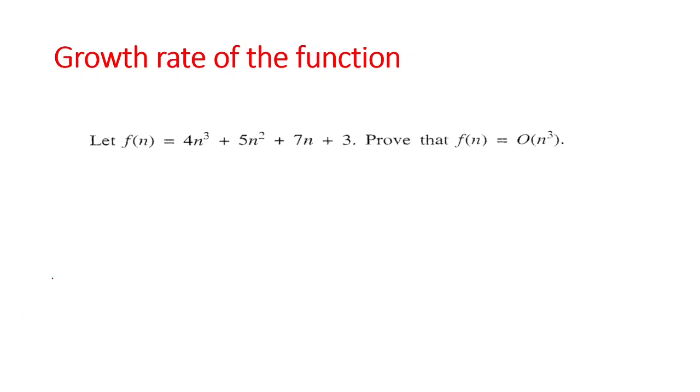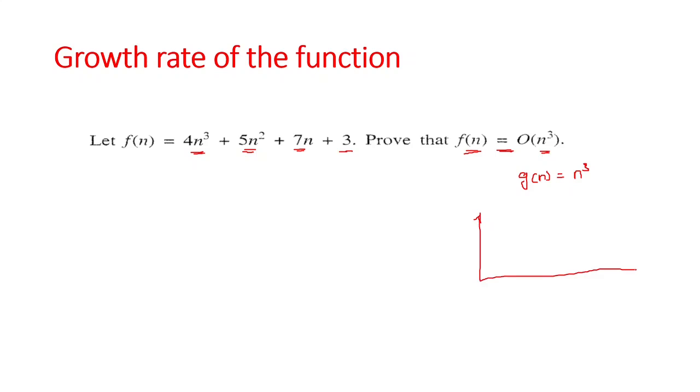Let us consider some example here. In this given problem, f of n is equal to 4n cube plus 5n square plus 7n plus 3, and they have asked us to prove that f of n is equal to big O of n cube. So f of n is given. This is nothing but the g of n function, which is n cube, and we have to prove that f of n is equal to big O of n cube.